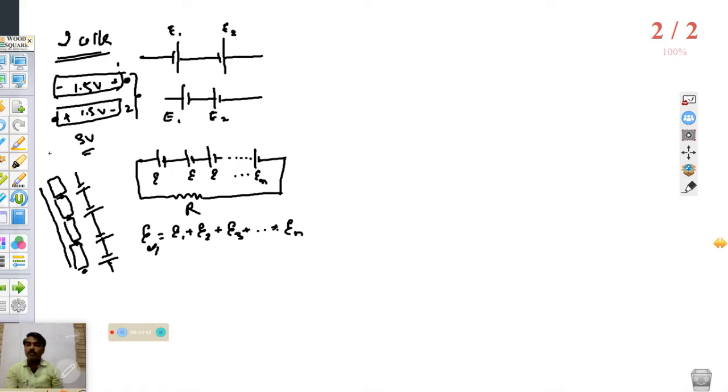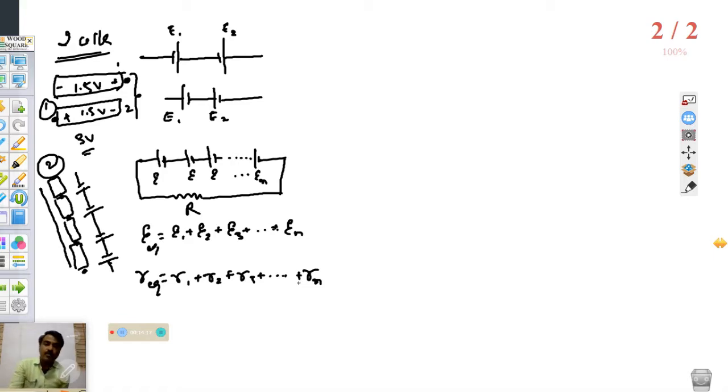So this is the first example and second example. What we are doing is adding 1.5 plus 1.5, it is 3. Like this also 1.5, 1.5, 1.5, 1.5. So the total EMF is going to be added, and even the internal resistance also. R equivalent is equal to R1 plus R2 plus R3, and so on up to n resistors, or n internal resistances of each cell, n number of cells. Like this, the internal resistance and EMF in the series combination will be added algebraically.